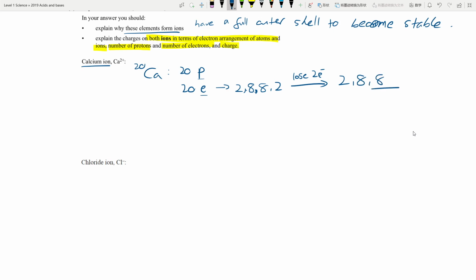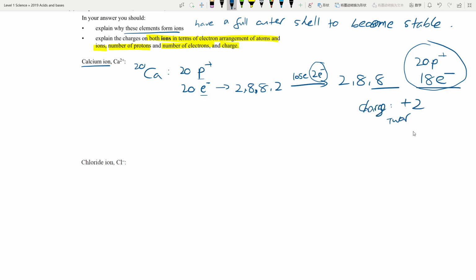Now it has a full shell. How many electrons does it have now? It has 18 electrons. I personally like to put a negative charge just to indicate the electrons are negatively charged and the protons are positively charged. P for positive, so this is 20 positive protons. The number of protons doesn't change because you only lost or gained electrons. In this case, we lost 2 electrons. Let's add it up: you've got 20 positives, 18 negatives. Altogether, the charge is +2 because you have 2 more protons than electrons.